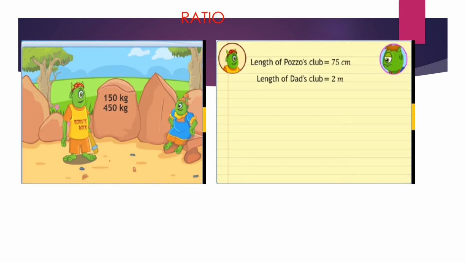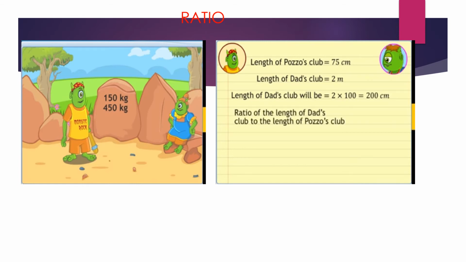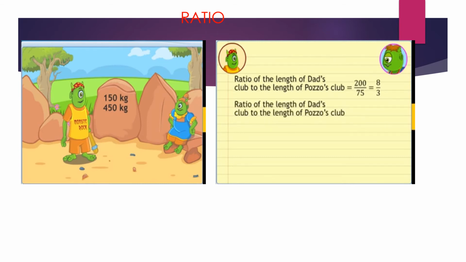Now, 1 meter is equal to 100 centimeters. So the length of my club will be 2 into 100, which is 200 centimeters. Therefore, the ratio of the length of my club to the length of your club will be 200/75. On dividing the numerator and the denominator of the fraction by 25, we get 8:3. So the ratio of the length of your club to the length of my club is 8:3.